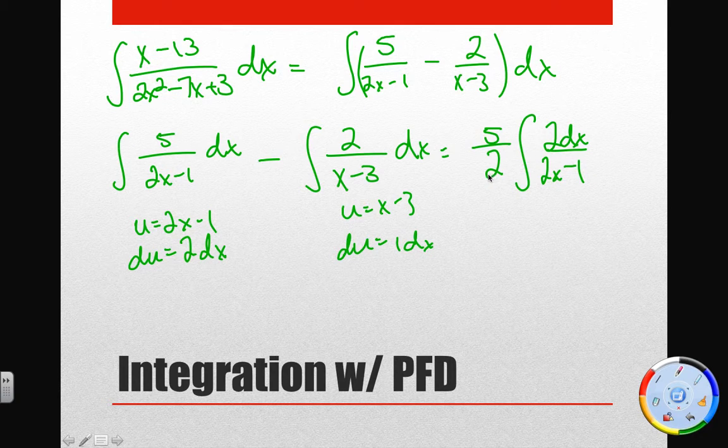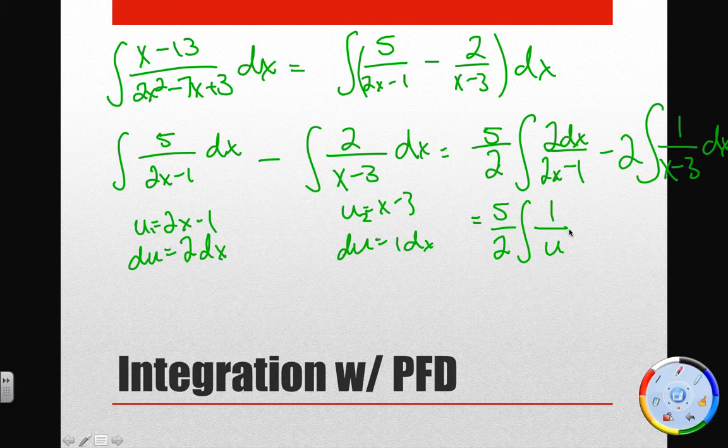Remember the whole multiply by 2, divide by 2, so we can cancel it out. This is no different than what's over here. Minus 2 times the integral of 1 over x minus 3 dx. And again, nothing has changed. I haven't changed the problem at all. But the reason I can do this is now I can say, by the way, u1 and u2: 5 halves times the integral of du over u1, minus 2 times the integral of du over u2.